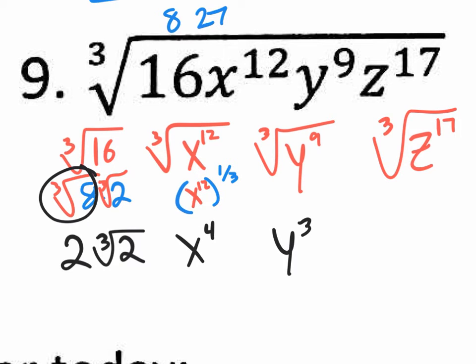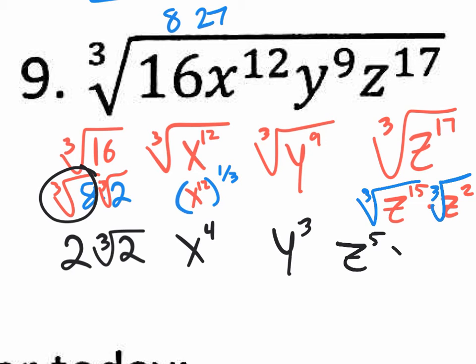The last one is the interesting one, because 17 is not divisible by 3. So you want to rewrite it with multiplication to get something that's divisible by 3. 15, right? So let's go z to the 15th power times z to the what? Second. That's what you need in order to get 15 and 2 giving you that 17 up there. So let's split the third root now. The third root of z to the 15th and the third root of z squared. So the third root of z to the 15th, what's that? Z to the 5th. And the third root of z to the 2nd stays as the third root of z to the 2nd.